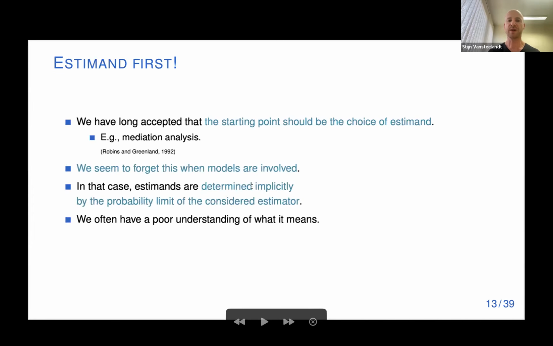But we seem to forget this when models are involved. In that case, we often end up working with estimands, just like in the OLS example, estimands that are determined implicitly by the probability limits of the estimator that we end up working with. And we often have a fairly poor understanding of what that means.